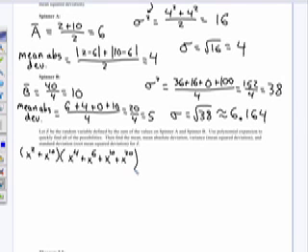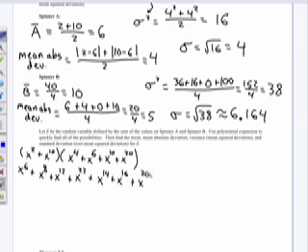Right here, if I distribute the x squared, we get x to the 6th plus x to the 8th plus x to the 12th plus x to the 22nd. Distributing that x to the 10th, we get x to the 14th, x to the 16th, x to the 20th, and x to the 30th.